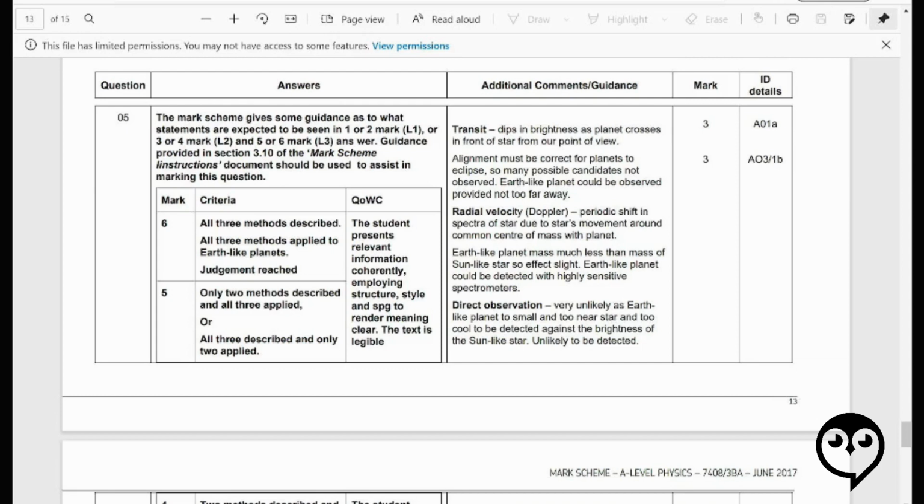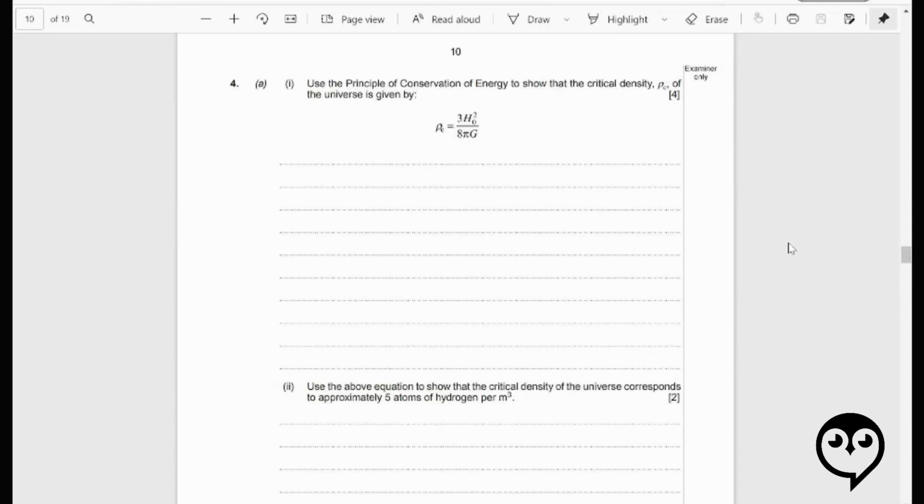Okay. So I'm not sure how you squeeze 6 marks out of there, but you're going to have to do your best to practice. They say here all 3 methods described, all 3 methods applied to Earth-like planets, judgment reached. That's basically it. Say the method, talk about how it might work, and then say, do you think it's possible? Could that happen? Well, it certainly looks like a lot of words.